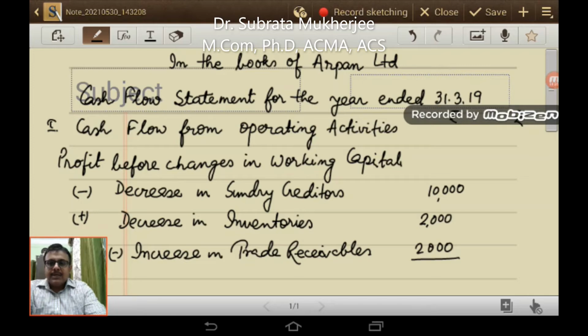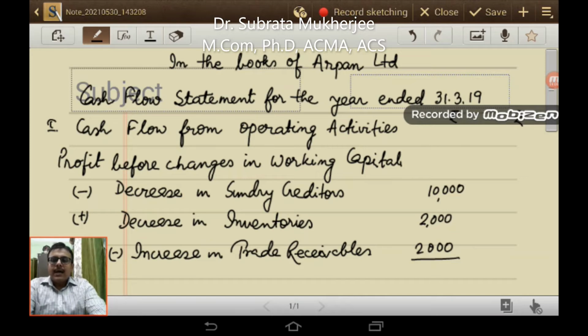The next item is the inventory, which is an item of your current asset. There is a decrease in the amount of inventory by rupees 2,000. When there is a decrease in the current asset, it means there is an inflow of cash. So we have to add it up with the profit before changes in working capital. The next item is the increase in trade receivables. That means their opening balance is less than the closing balance. So when there is an increase in trade receivables, it means there is an outflow of cash, and this amount of 2,000 will be reduced from profit before changes in working capital.